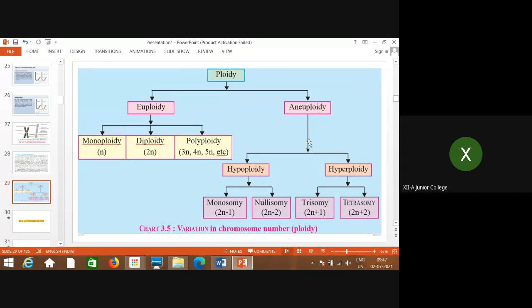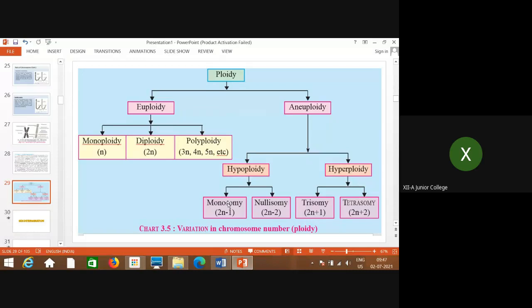Aneuploidy means it is not equal. It is not in the multiple. It is again divided into hypoploidy and hyperploidy. Hypo means below. When the number is below the euploid multiples, that is called hypoploidy. And hyper means above. When it is more than the exact multiples, that is called hyperploidy.